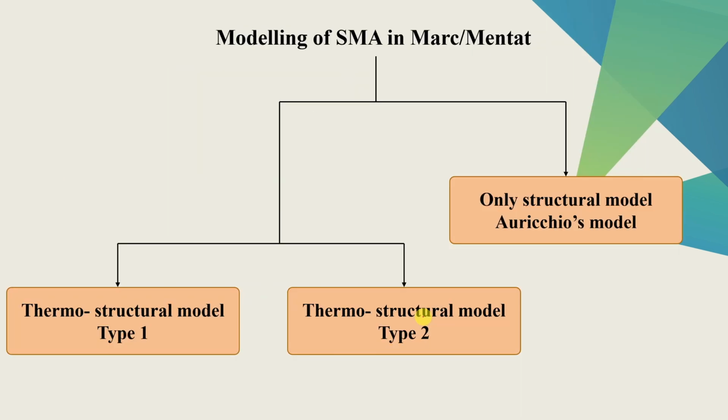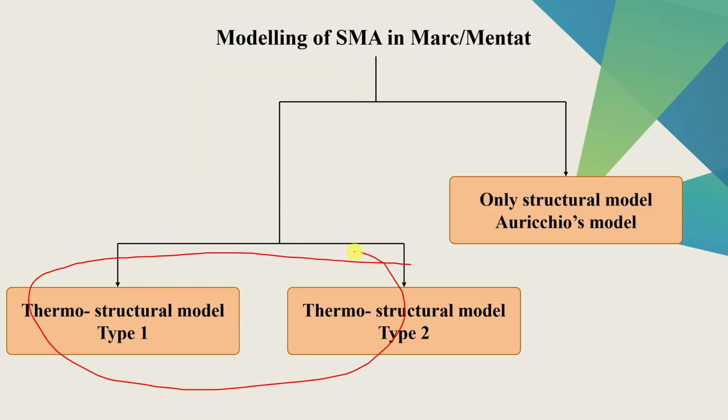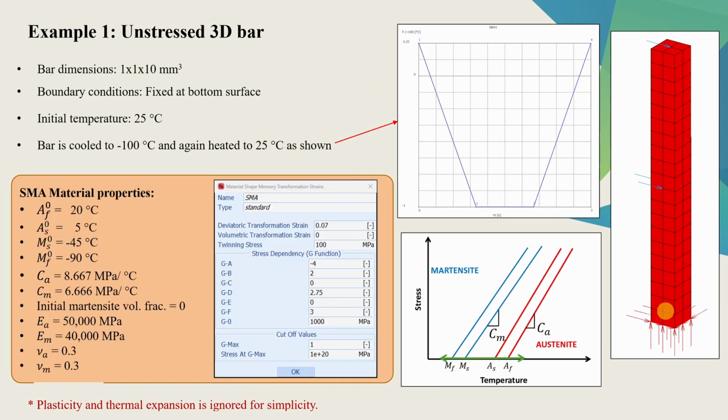In Marc, we have 3 material models to simulate SMAs. These 2 models are thermostructural, and this model is only structural. We already discussed thermostructural models and solved this example where this 3D bar is fixed at one end and we are just cooling it down and again heating it.